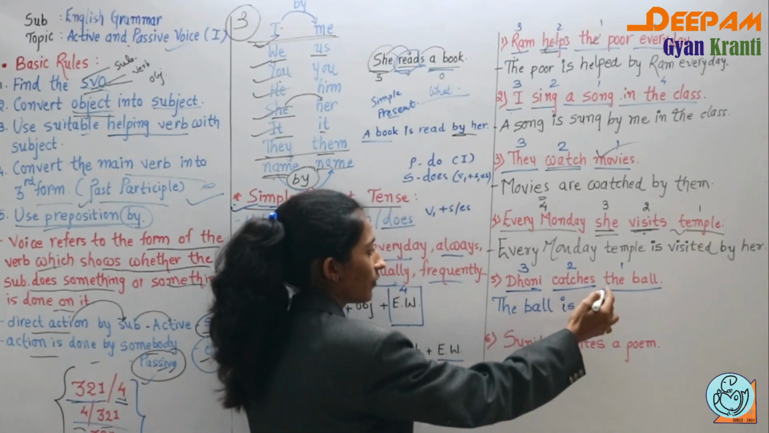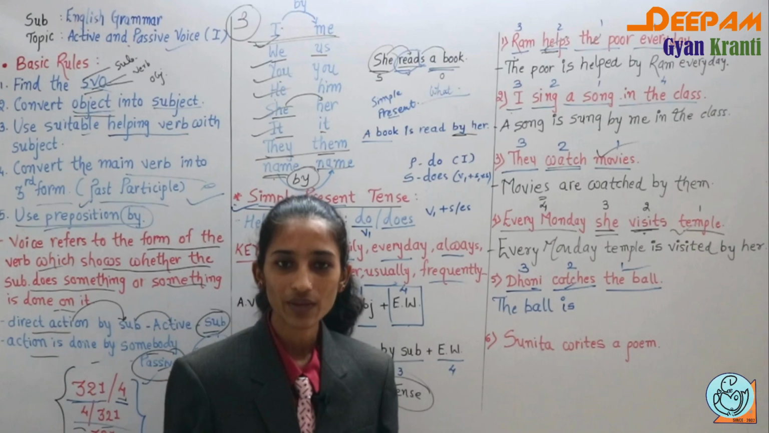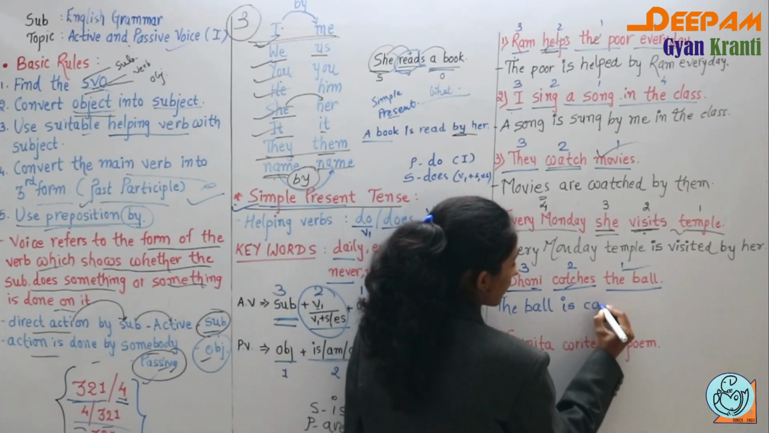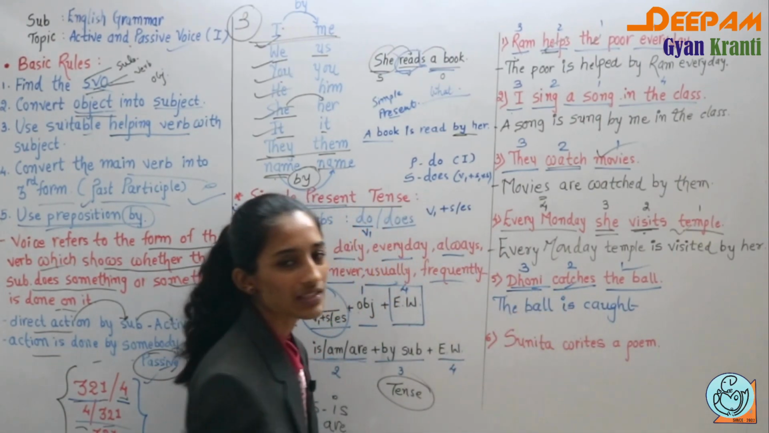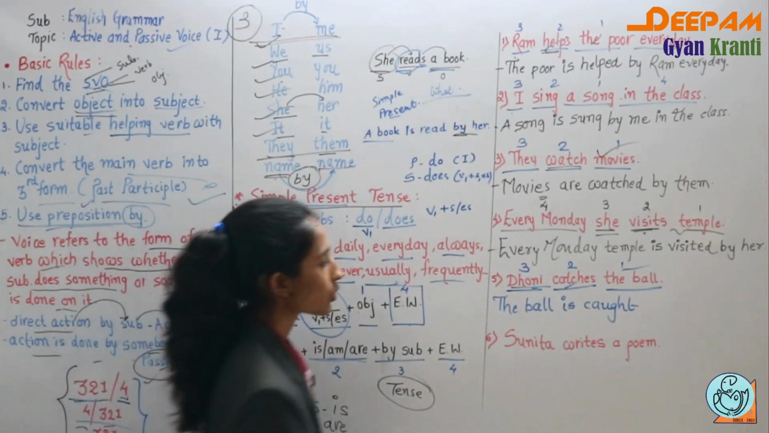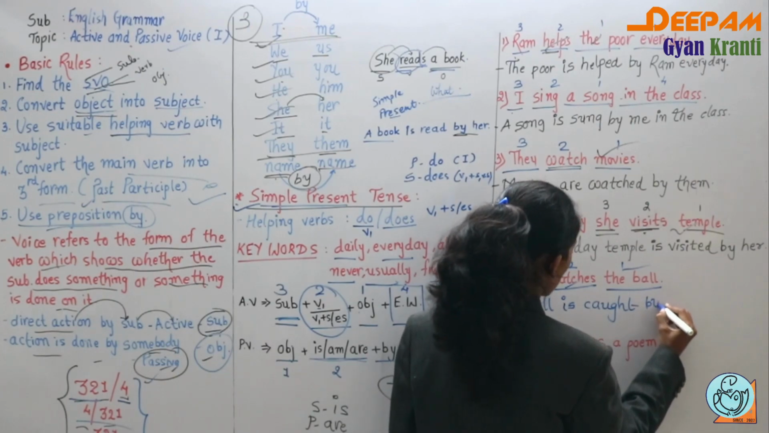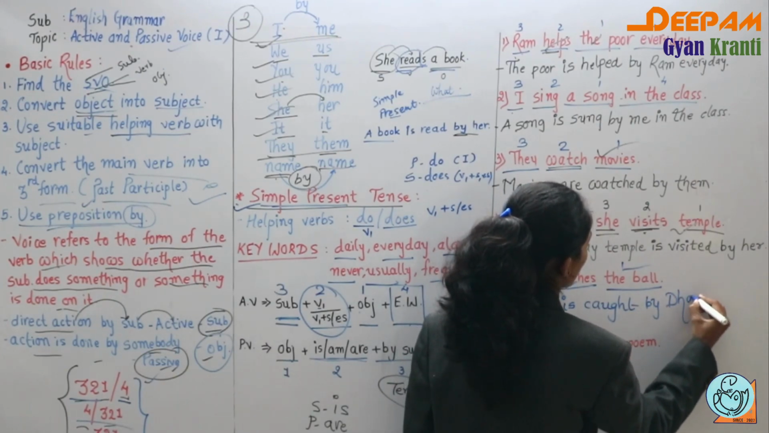Now one number is done. So what is V3 of catch? Caught. So the ball is caught. Now Dhoni, Dhoni is a name. So what do we have to write? By Dhoni. So the ball is caught by Dhoni.